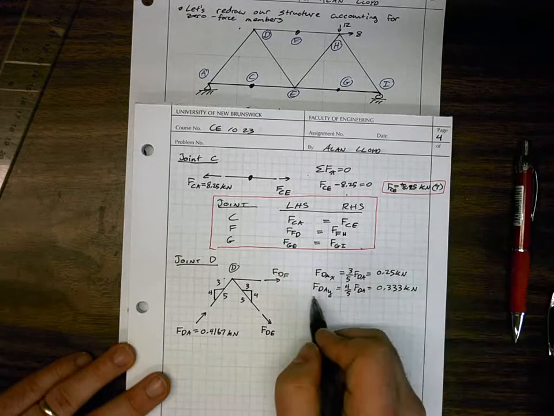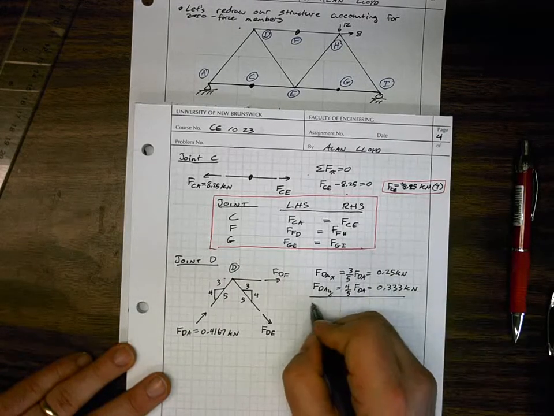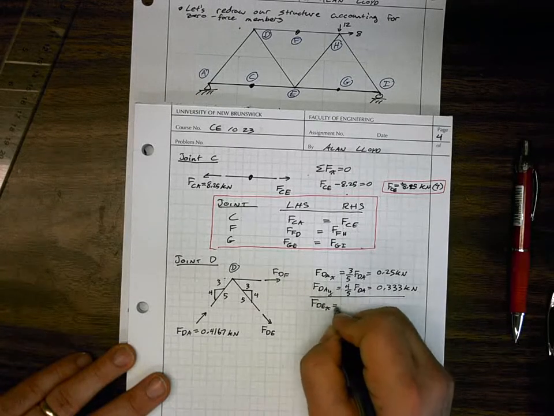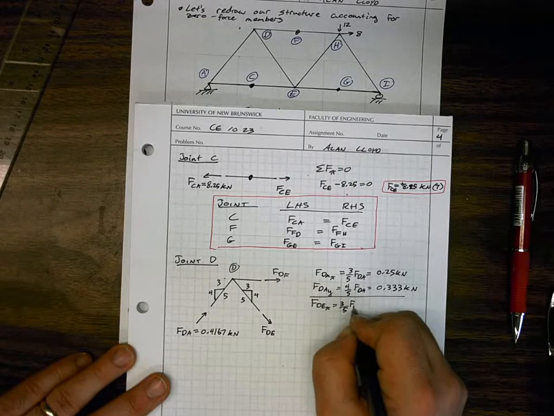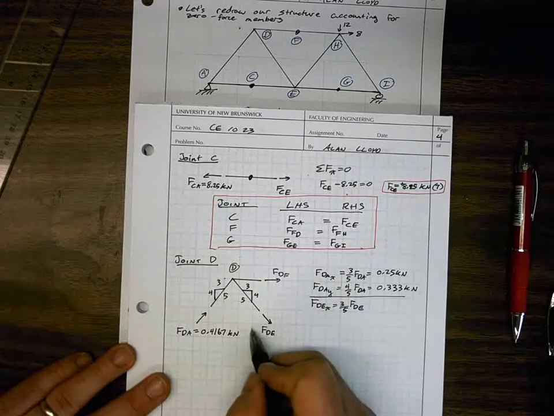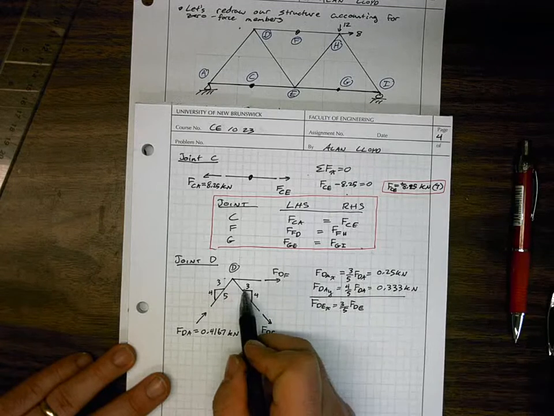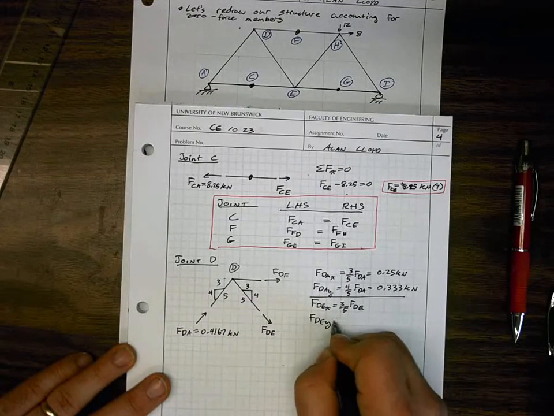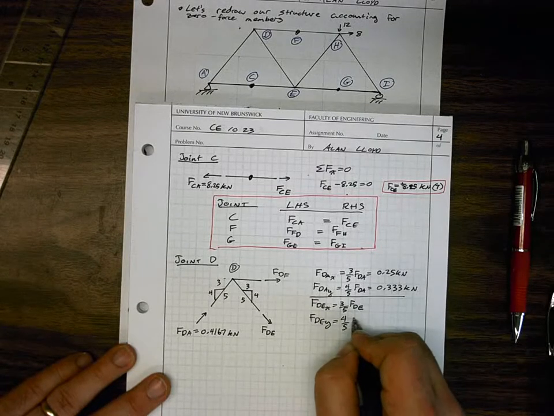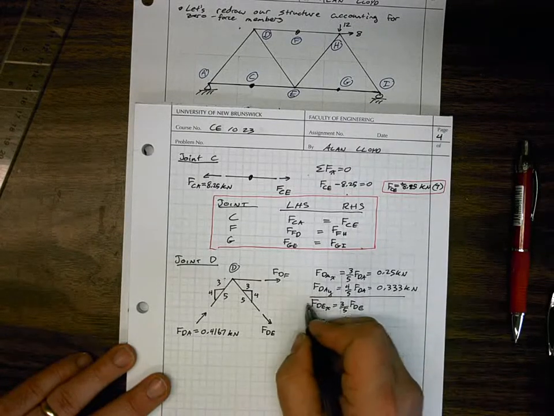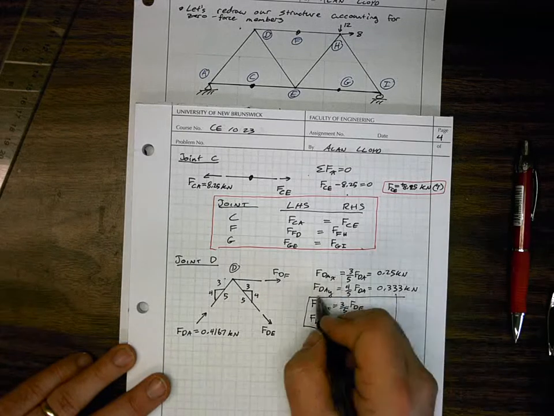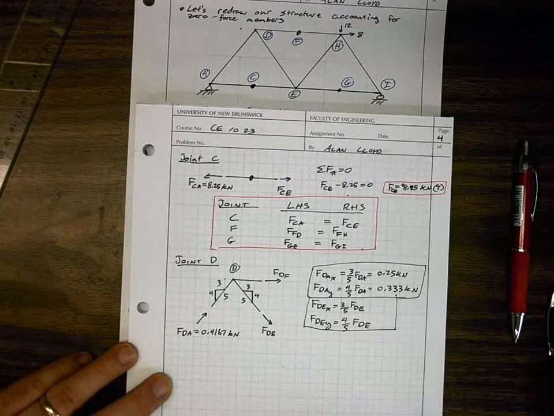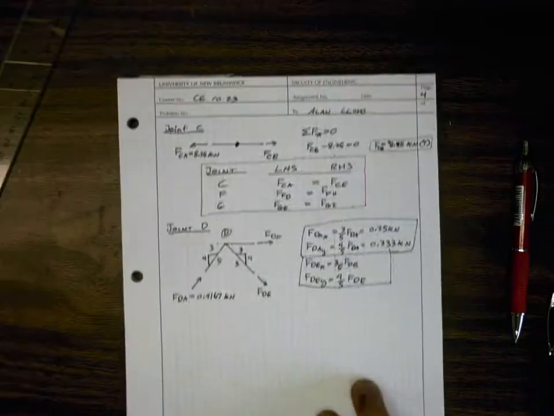And we can say that FDEX is equal to 3 over 5 FDE. So the x component of this force is 3 over 5 times its value, and FDEY is equal to 4/5 FDE. So once we know those values, we can plug them into our diagram for the joint in the global coordinate system.